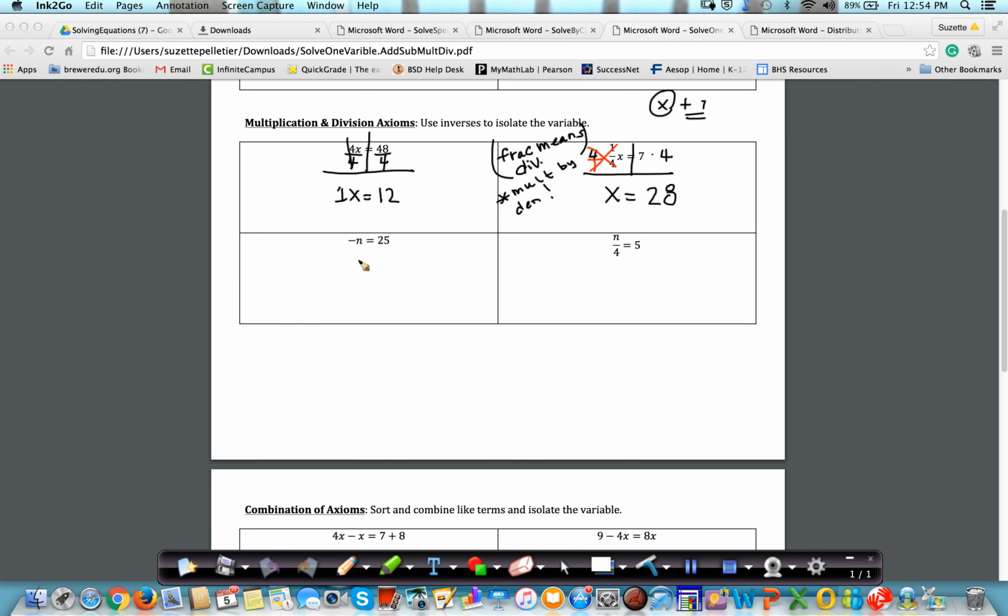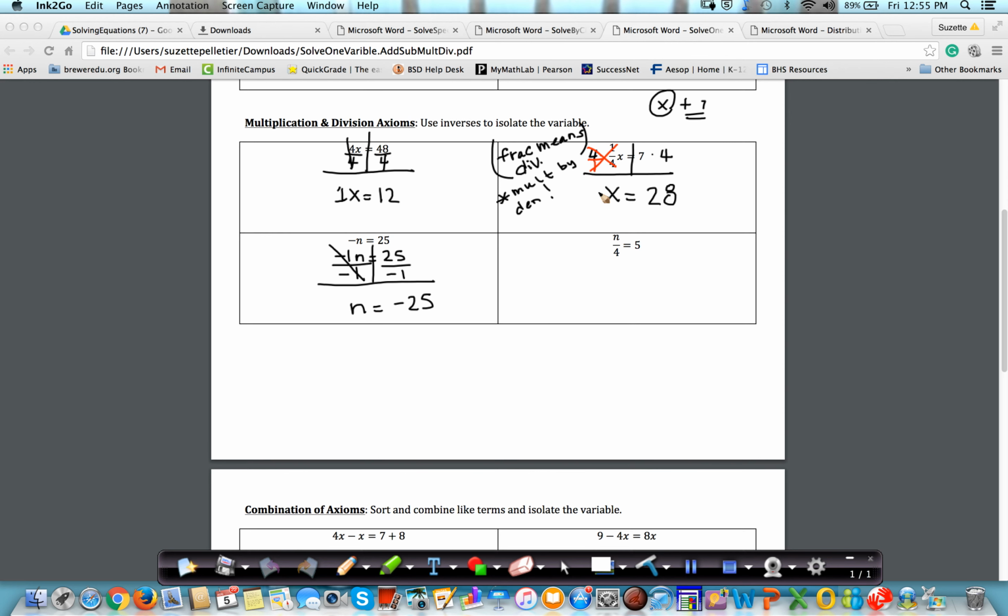In the third example, you're saying to yourself, what is that coefficient in front of n? Okay, so what is that? I could rewrite that to say negative 1n equals 25. Some students do that. They like to rewrite it. Here's your balance scale. You are multiplying by negative 1, which means you need to divide by negative 1 to undo what is happening. So those cancel, and n equals negative 25.